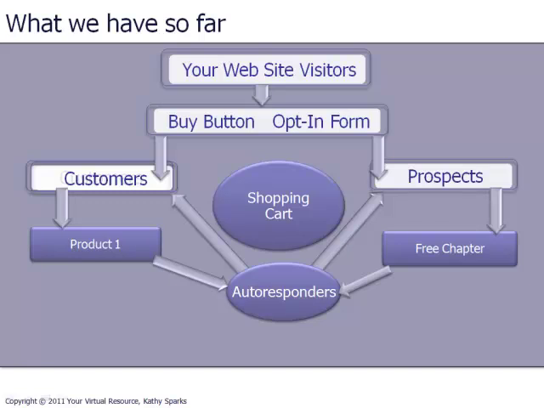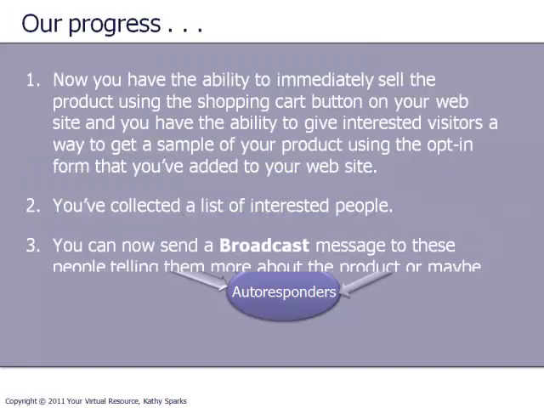So if your website visitor chooses to fill out the opt-in form, that person becomes a prospect. And the prospect is shown the page to receive their free chapter. Again, their name and email address are added to the autoresponder that you have set up, and the autoresponder sends out the message back to the prospect. So we've got a little system all set up for you to sell your products.